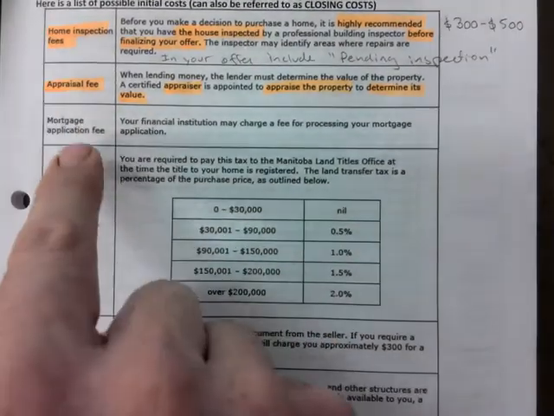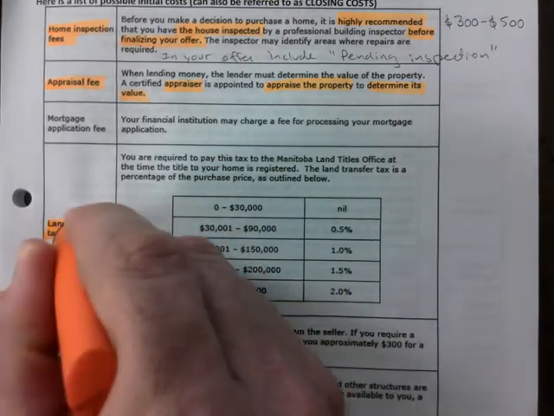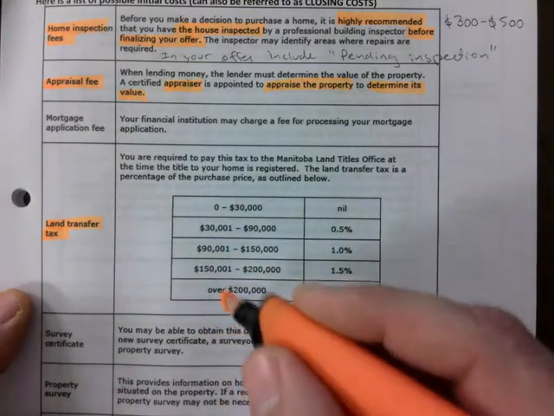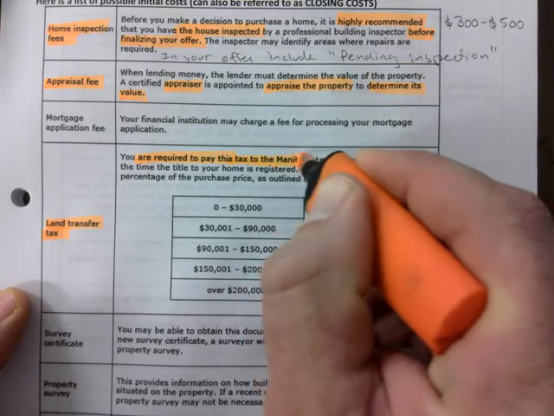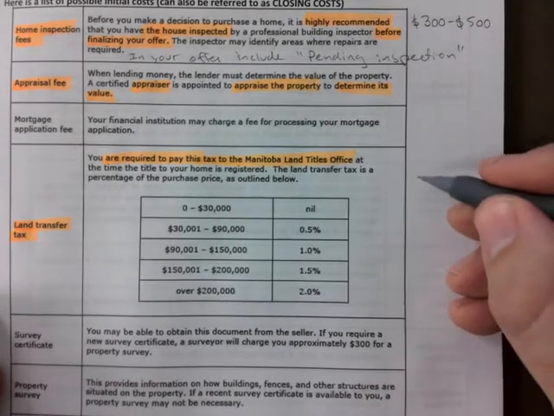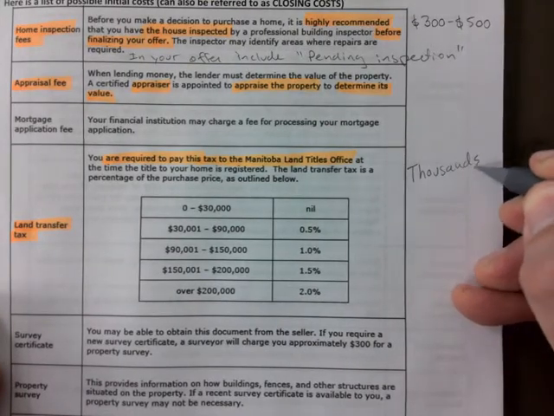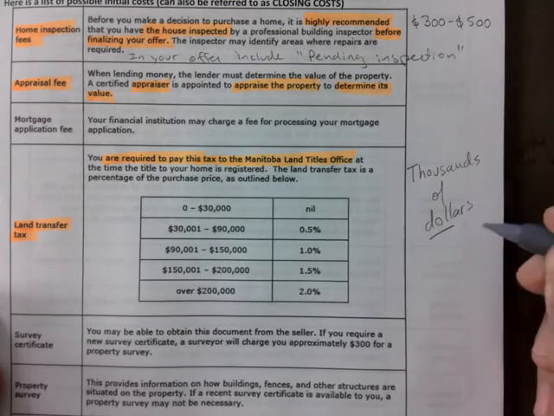Mortgage application fee, I'll skip that because this is big. Land transfer tax. Don't worry about this chart. I'll explain that later, but this is important. You are required to pay this tax to the Manitoba Land Titles Office. I will say this on the side here: thousands of dollars. Write that down. This is thousands of dollars.